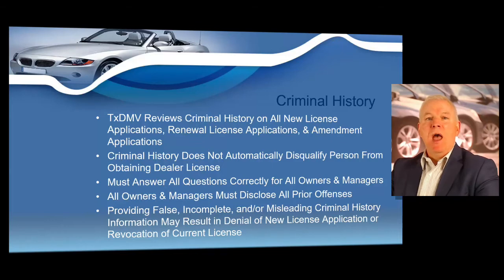I also want you to be aware that once a license has been issued, any new offenses that result in conviction or deferred adjudication by any owner or manager in any jurisdiction must be reported immediately through e-licensing by selecting the Amend a License option. Criminal history will be reviewed on all new license applications, renewal license applications, and amendment applications that reflect any change in ownership or management. The existence of a criminal history does not automatically disqualify a person from gaining a dealer's license. The Texas Department of Motor Vehicles will review criminal history on a case-by-case basis.